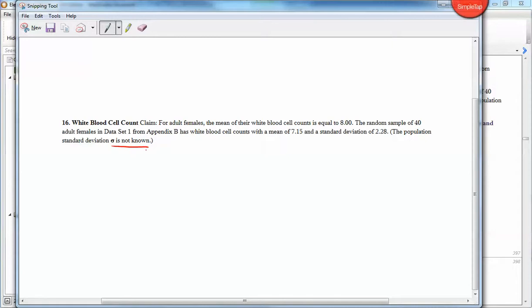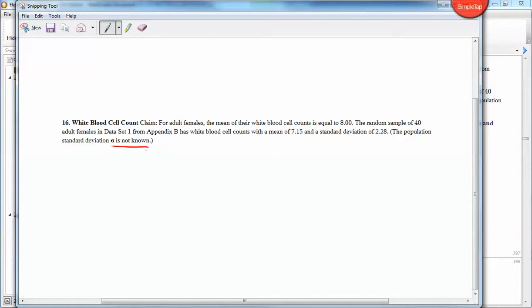So why is that so important, that the population standard deviation is not known? Well, we have to figure out which test statistic to use. You're going to use the test statistic according to the parameter that we're talking about. Is it a proportion? Is it a mean? Or is it a standard deviation?